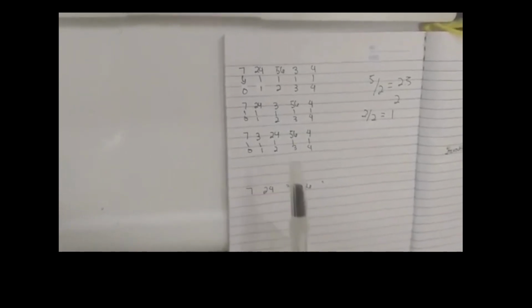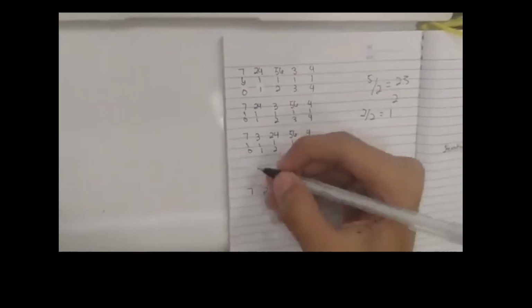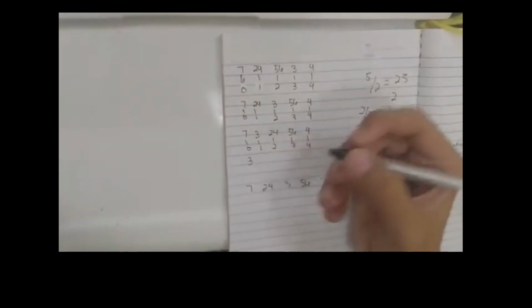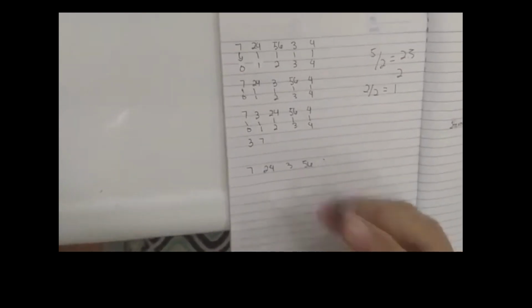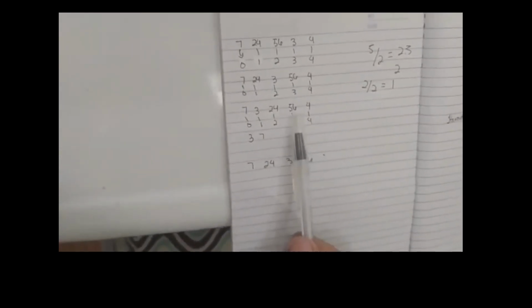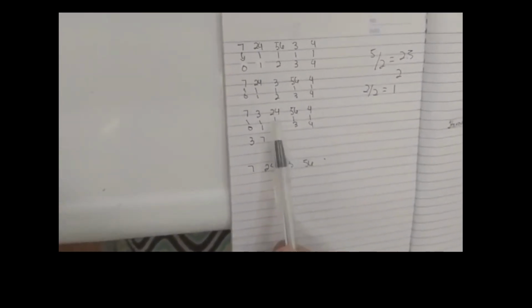So 1 minus 1 equals 0. Then there will be 3 and 7. Then 2 minus 1 equals 1. So 56 and 24 will not change because index 2's element is lower than 3.